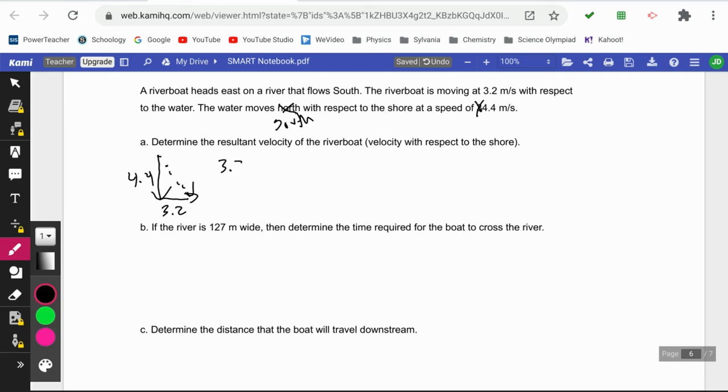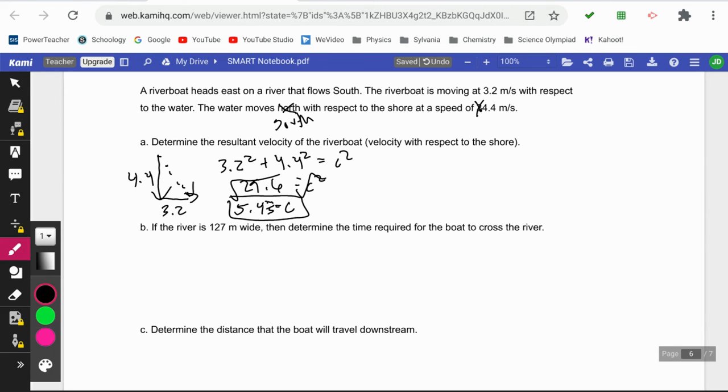We're going to still do the Pythagorean theorem. 3.2 squared plus 4.4 squared equals c squared. Okay, we're going to, again, solve for c. So 3.2 squared plus 4.4 squared is 29.6. And then we're going to take the square root of that. And that comes out to be 5.4. So that is its magnitude, meters per second. It's the magnitude somebody would see with respect to the shore.